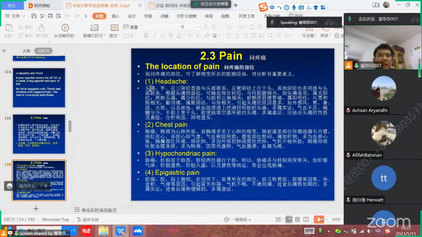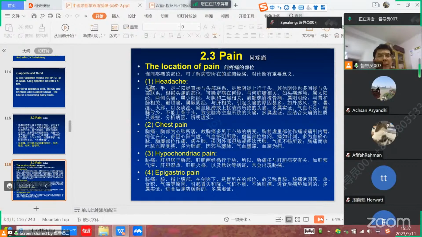Can be different causes. For example, attack by invasion of cold or heat, or retention of food, stagnation of qi, blood stasis, or disharmony between the stomach and liver, or spleen and liver, giving rise to ascending and descending disorder. So that will result in different kinds of pain.